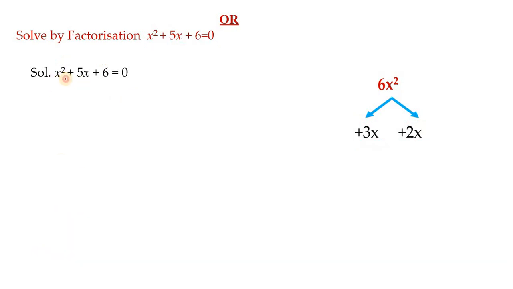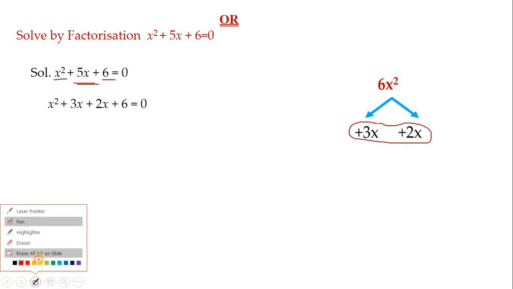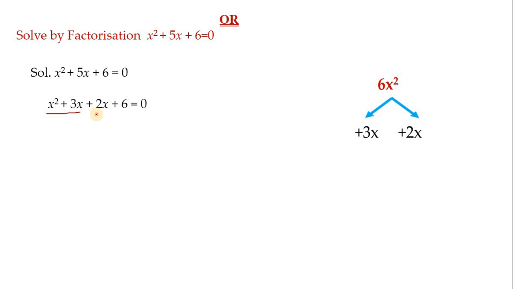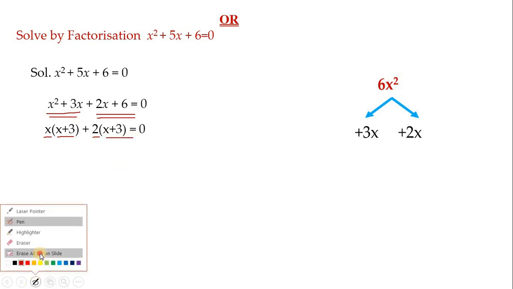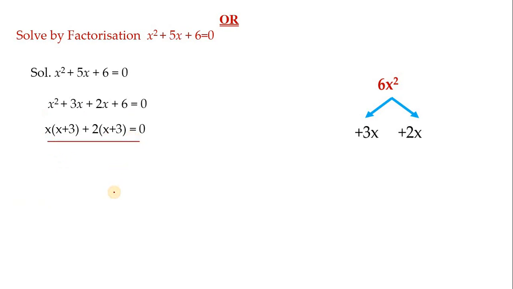Now write the first term as it is, the last term as it is. So split this middle term by using these factors. Now do the groups. In these two take the common factor, that is x, and in these two the common factor is 2. If you take x out, you'll get x plus 3. If you take 2 out, you'll get x plus 3. Again, you can take x plus 3 as a common factor, and what is left out? Here x will be left out, and here 2 will be left out, which equals 0.